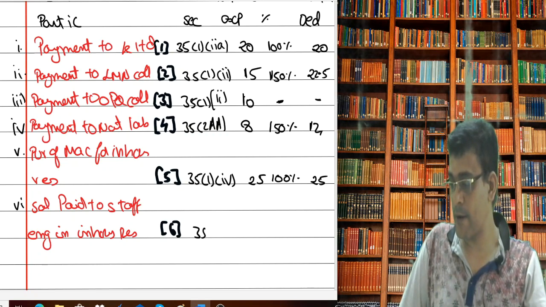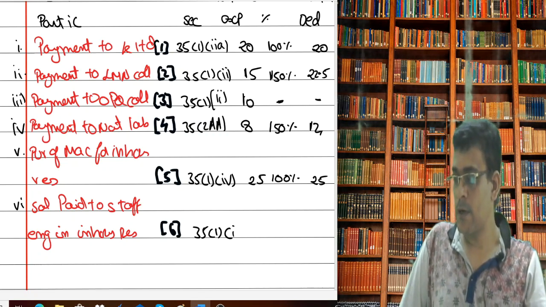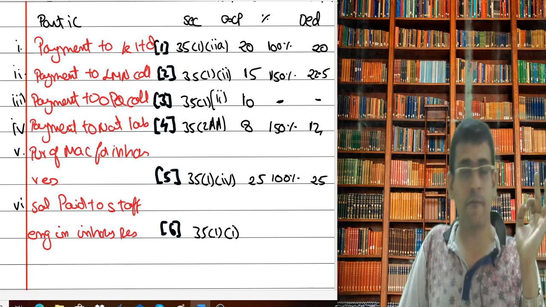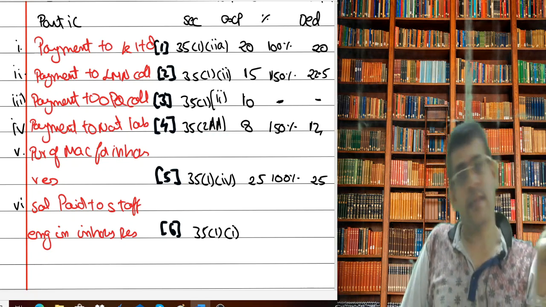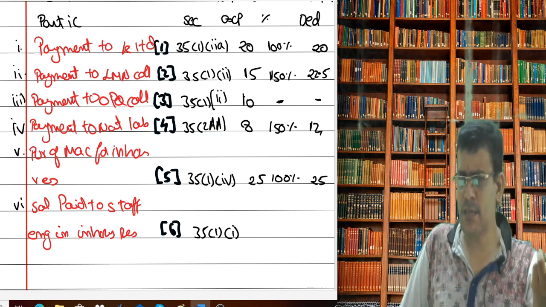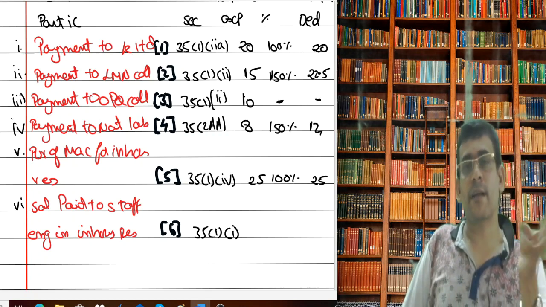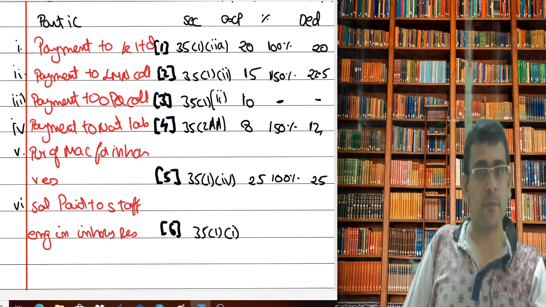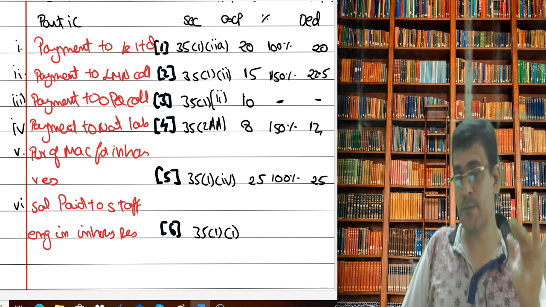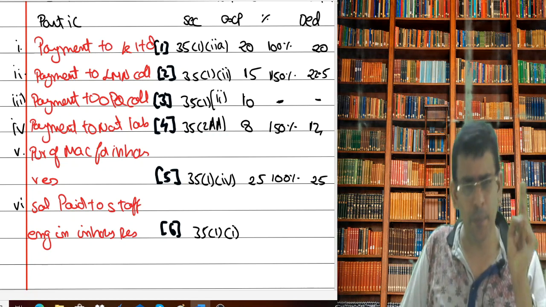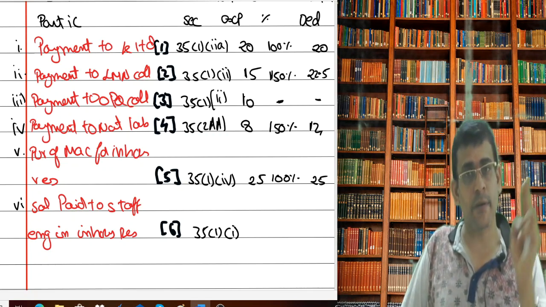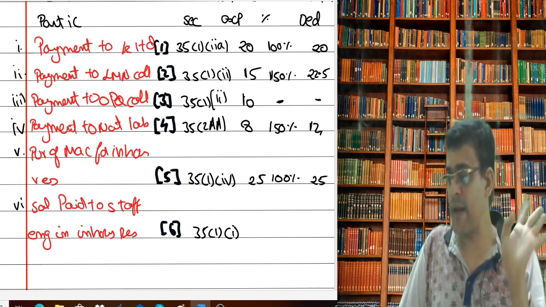Here 35 subsection 1 clause 1 says that, again, you should not confuse this with in-house research. For in-house research, what we have discussed is that whatever expense is incurred, whether revenue or capital, 1.5 times of the expenditure is allowed. But to whom is that applicable? That is applicable only to a company which is engaged in biotechnology, which is engaged in manufacture.